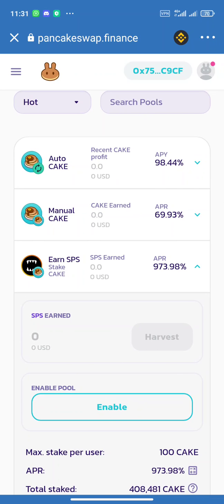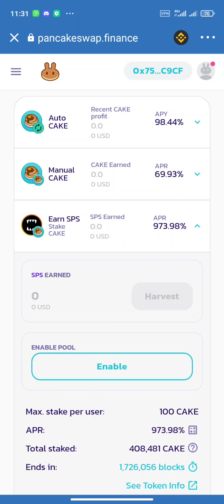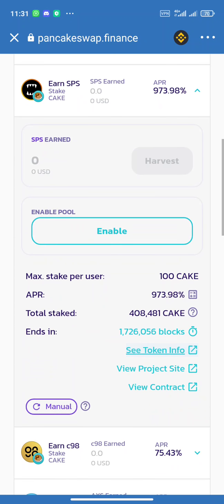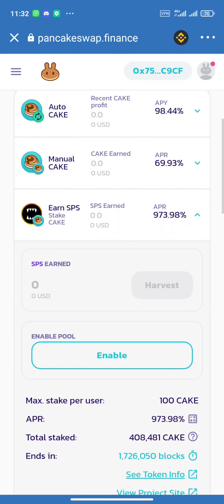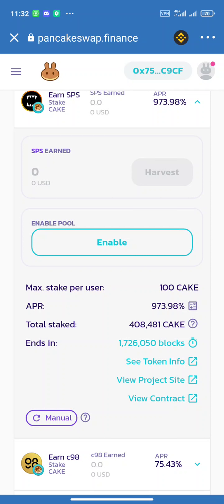And when you stake cake, how do you start? You click on enable. When you click on enable, it will collect a little bit of gas fee. Of course, it's in BNB, you pay the gas fee, and then you've activated it, and you will now be able to stake your cake. The quantity of cake you have will appear. You click on the plus to add the quantity that you want to stake, and these are the total amounts of cake staked in this pool now.